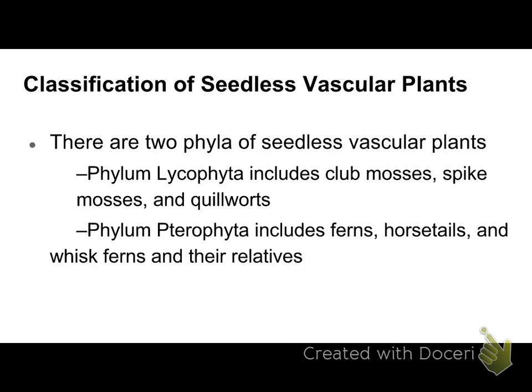Classification of seedless vascular plants. There are two phyla of seedless vascular plants: phylum Lycophyta, which includes your club mosses, spike mosses, and quillworts, and phylum Pterophyta, which includes your ferns, your horsetails, and your whisk ferns and their relatives.